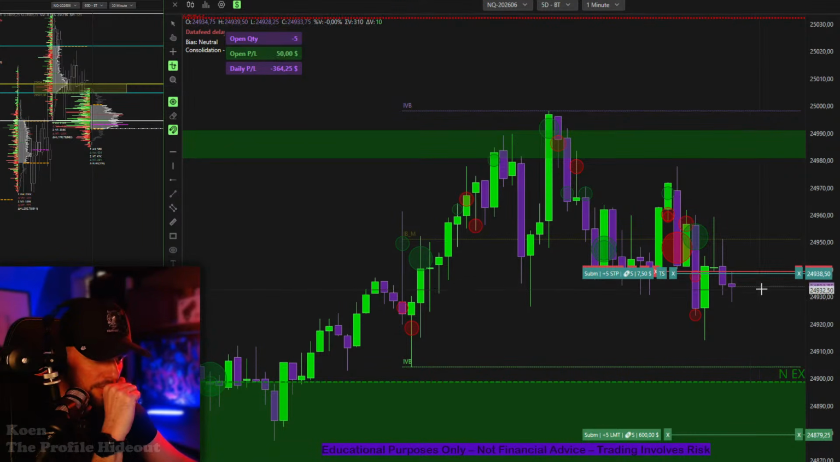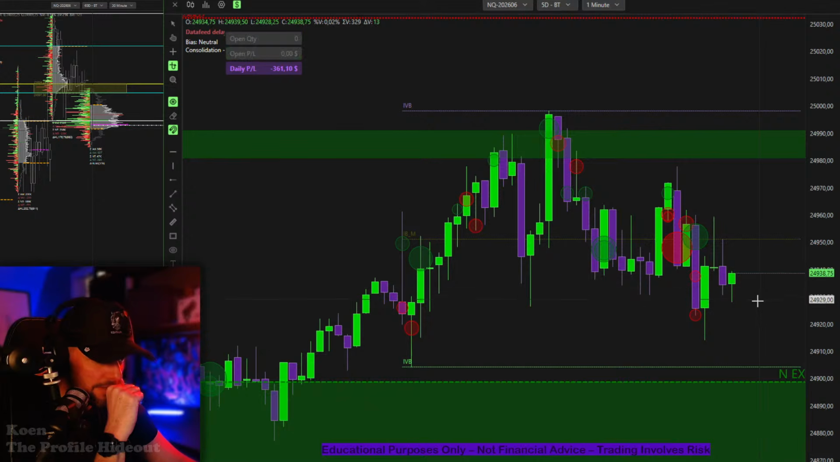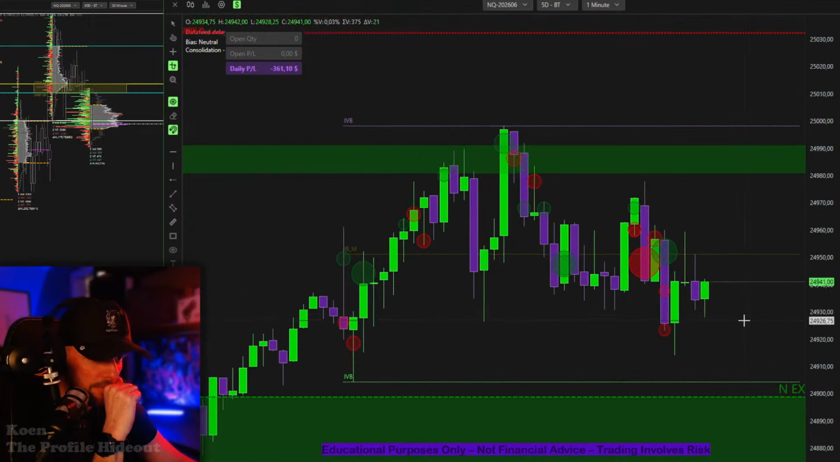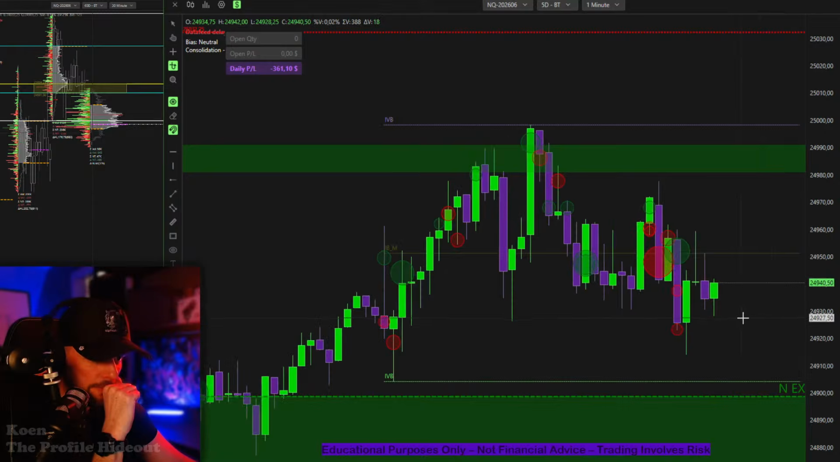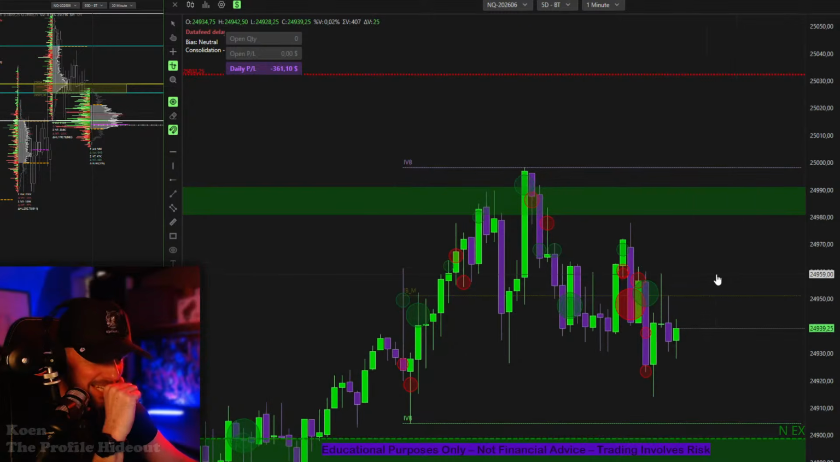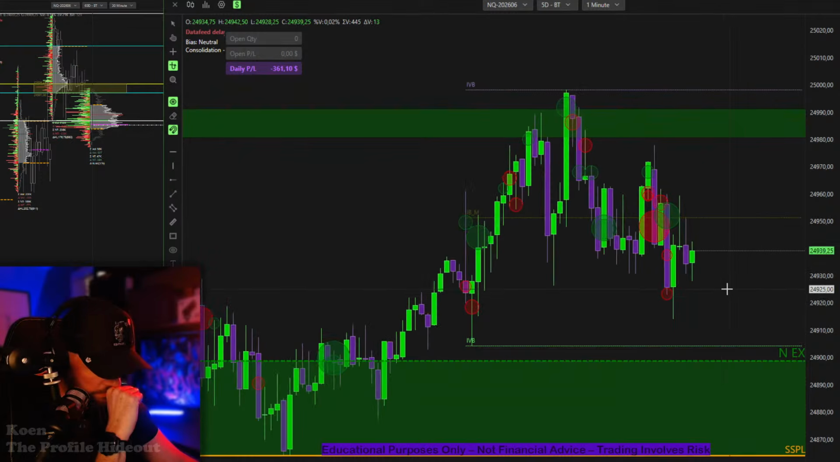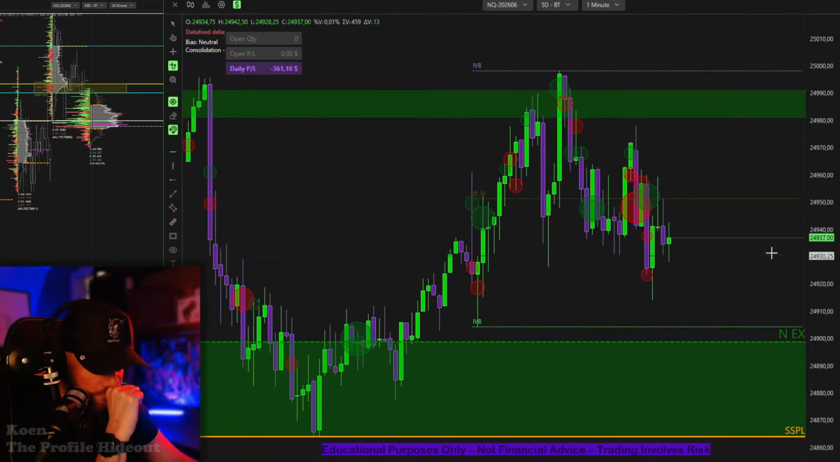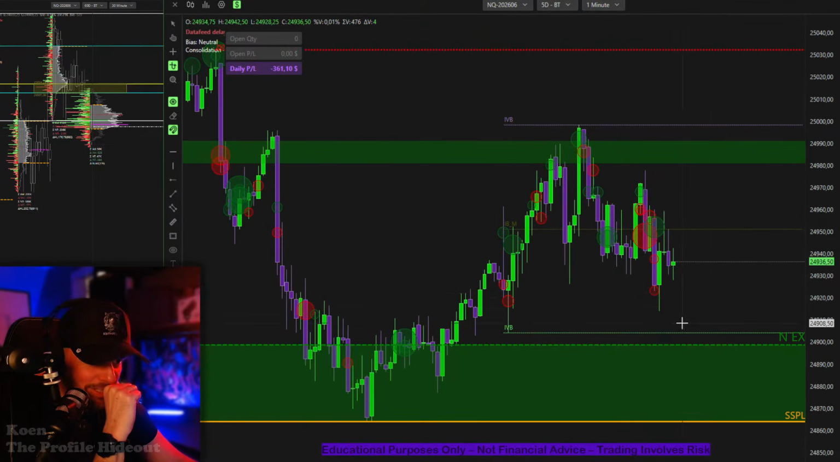Not really using my methodology here. Overall, I'm still kind of looking for that data point. But ideally, I want to see it trade lower. This is just Chop City.